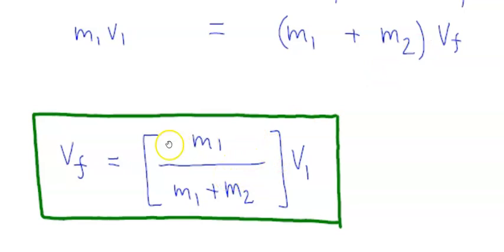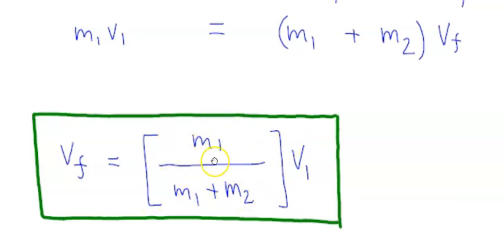Let me take a moment to explain to you why I've grouped the masses separately from the v1. Even though it is perfectly acceptable that I can have the v1 right up here next to the m1, m1 v1 divided by m1 plus m2, I've chosen to regroup the masses like this.